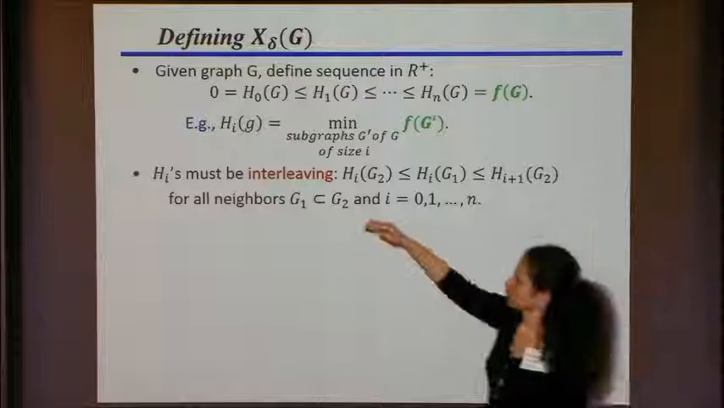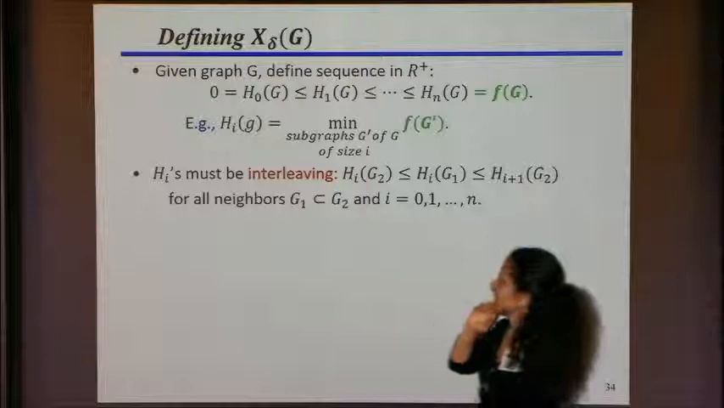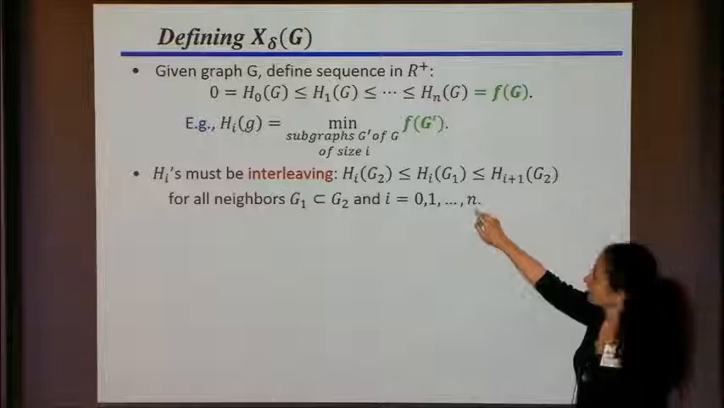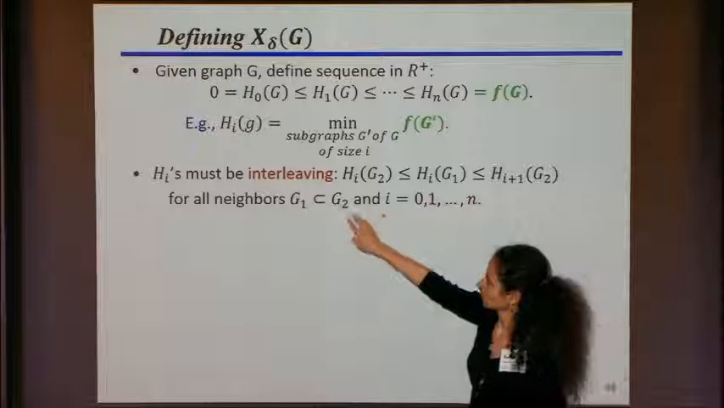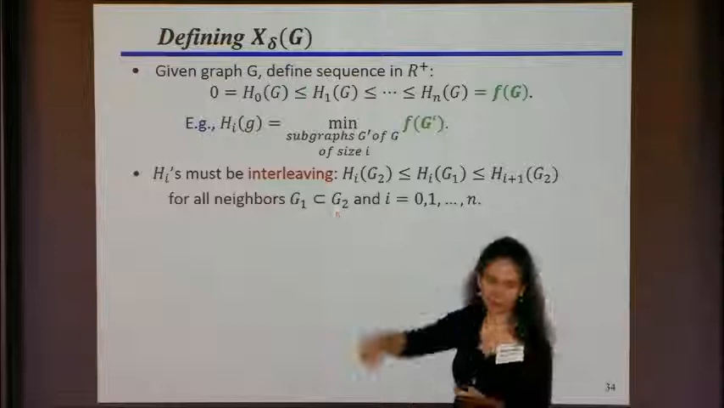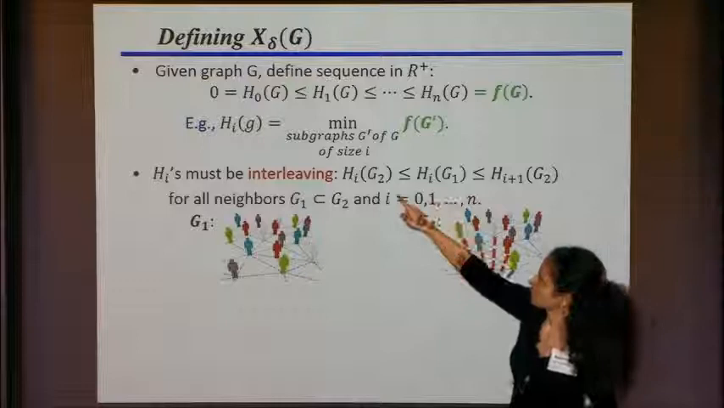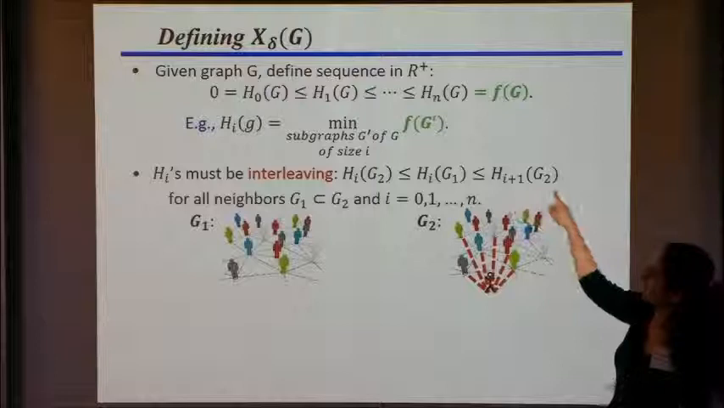Okay, so in order to use the mechanism, the property of the H_i that we want is that they must be interleaving. So what does it mean? If we look at two neighboring graphs, G1 and G2, where G1 is the smaller graph, so G2 is obtained by adding one more node to G1, then for all i, H_i of the smaller graph has to be sandwiched between H_i of G2 and H_{i+1} of G2.